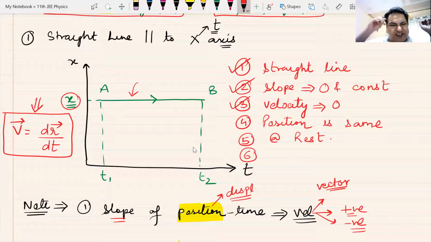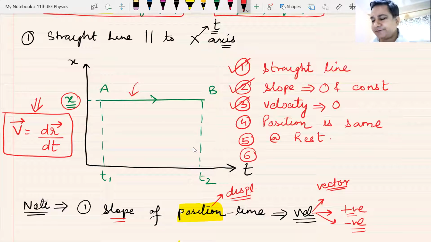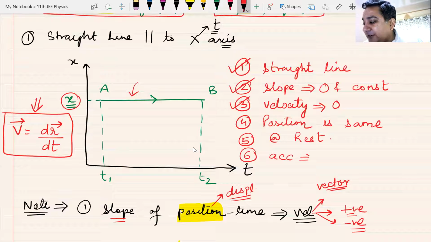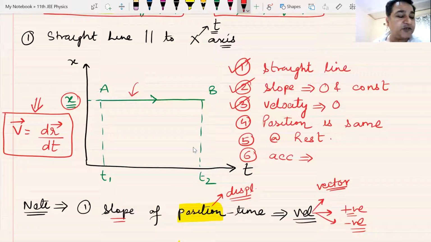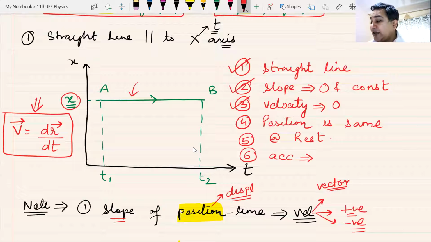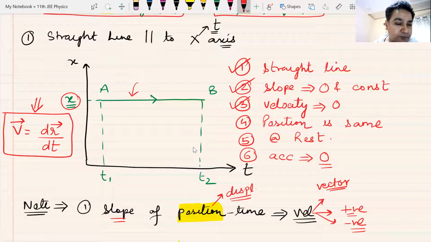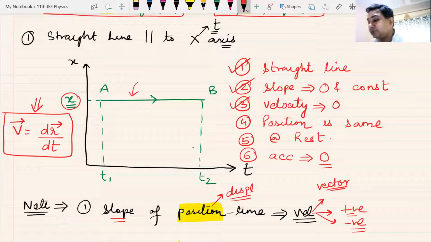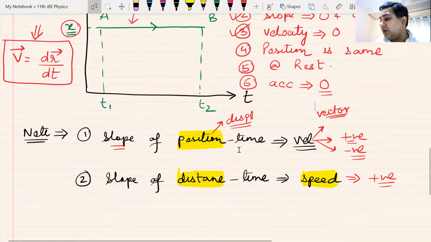Six points. I'm putting every question in one single graph. What about the acceleration of the particle? Does the particle have acceleration? Anyone tell me? Look at the graph. Use some common sense. This is all about common sense. No. So acceleration has to be 0. Am I clear with all the points? Are all the points about this graph clear to everyone? Okay. So that was the first type of position time graph, parallel to the x-axis. And these are the 6 points that you must understand and mark when you come across such a graph.